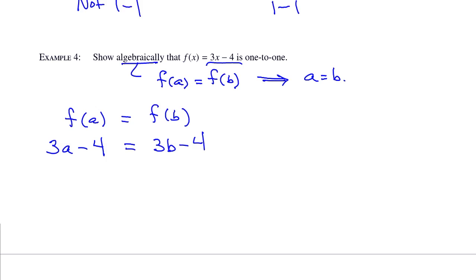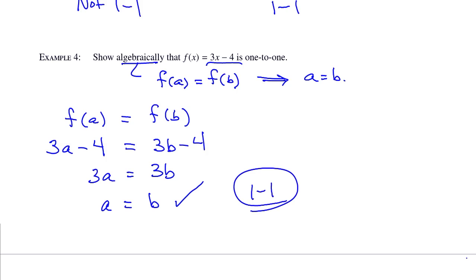And now, really what you want to try to do is solve for a, and then see if you get b. I'm going to add 4 to both sides. So that's going to give me 3a is equal to 3b. From there, I'm going to divide both sides by 3. And I get a is equal to b. Check. So that is a one-to-one function. So if you get a is equal to b, you have a one-to-one function.